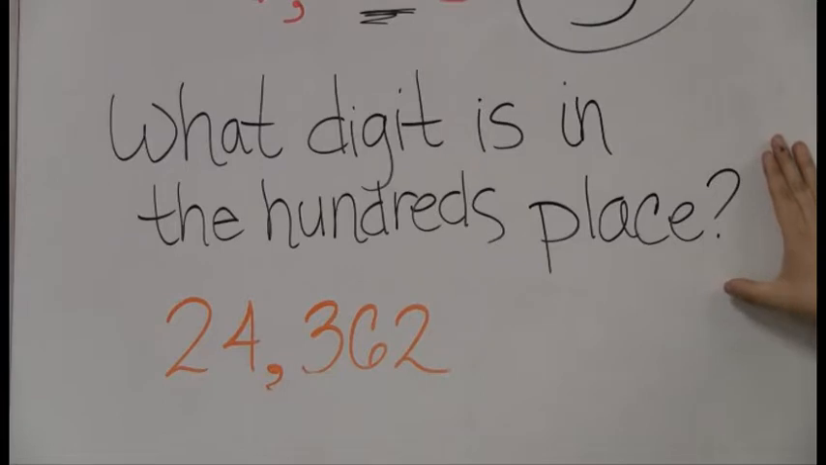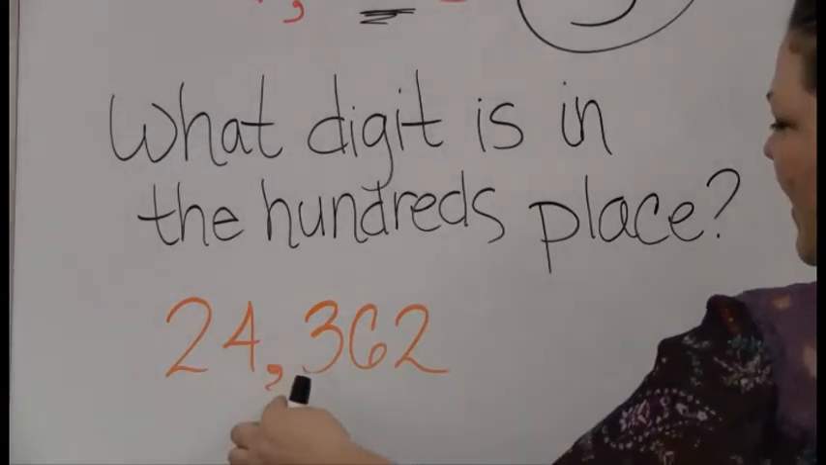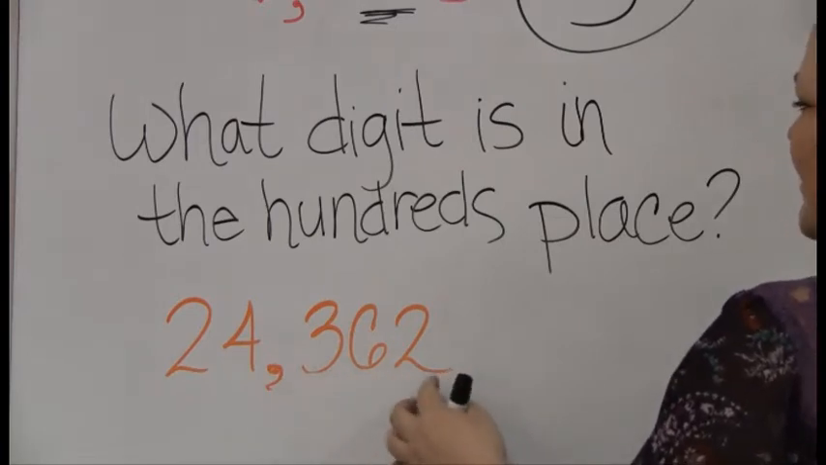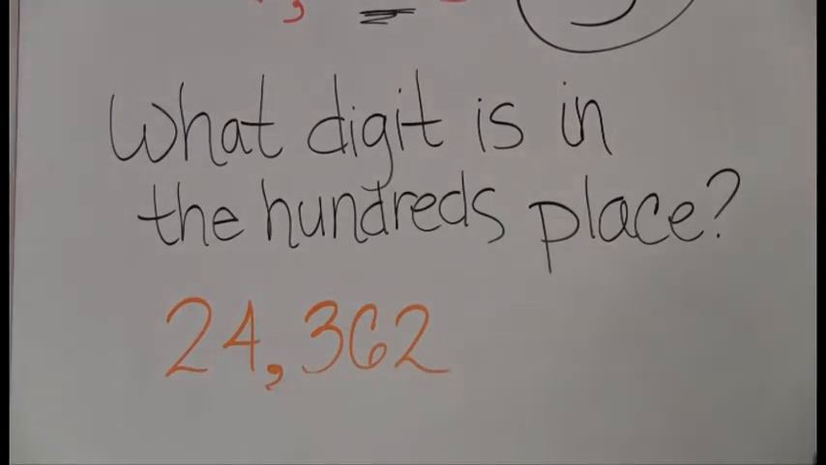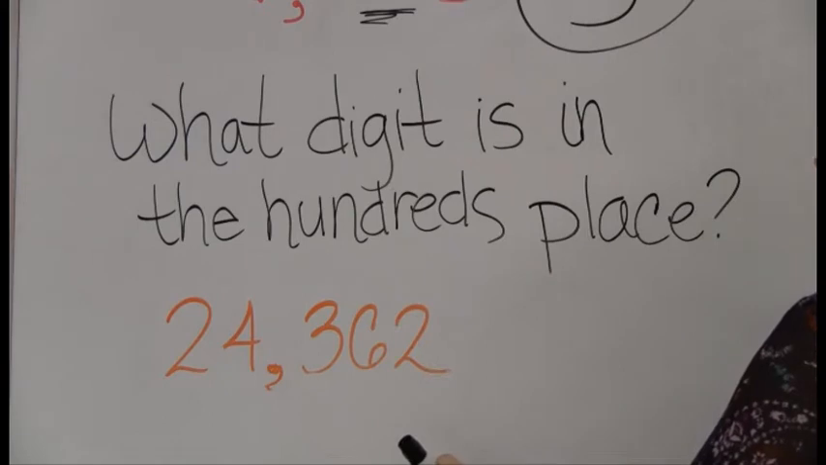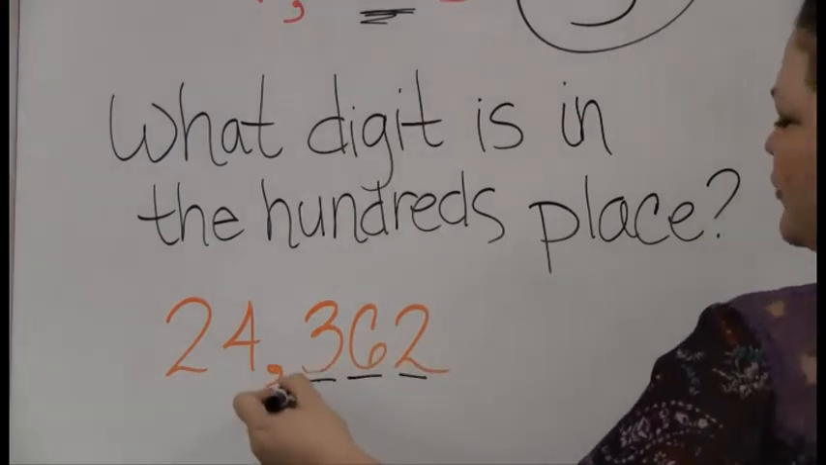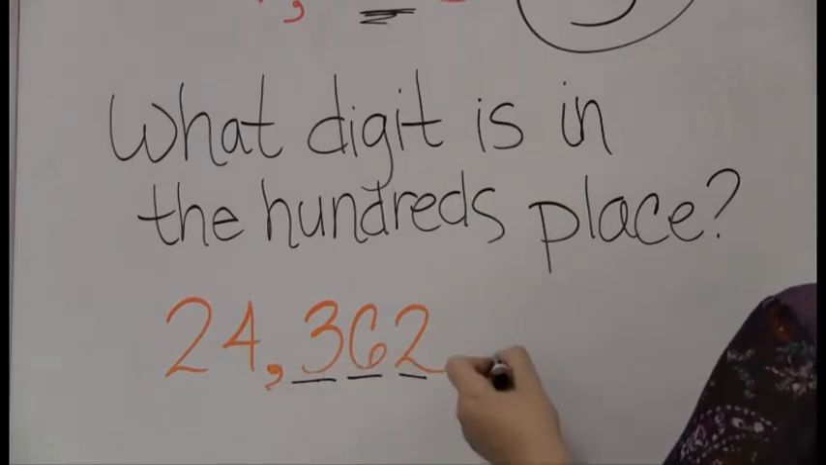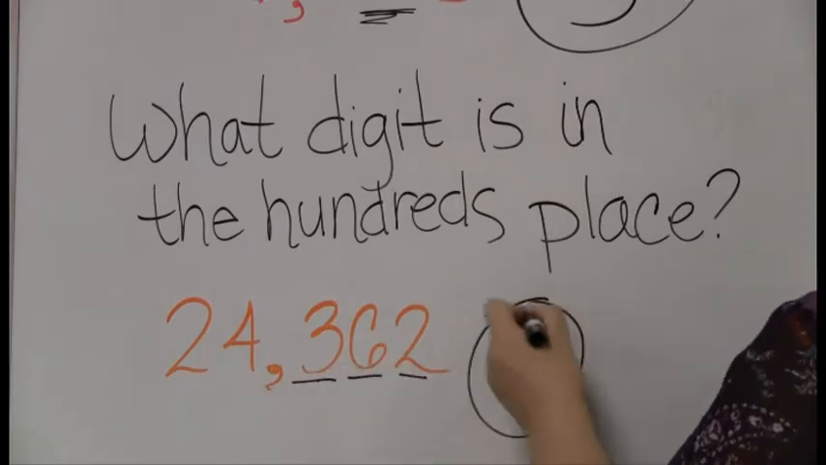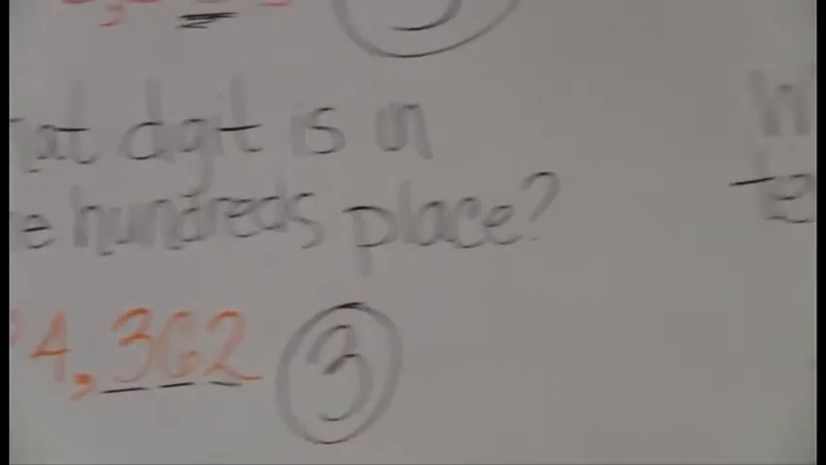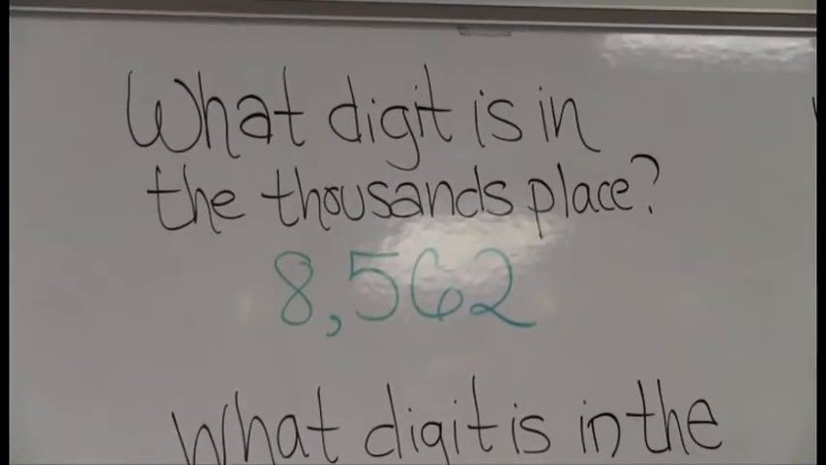Okay, getting a little larger here. I'm asked what digit is in the hundreds place. And here we have a nice long number, 24,362. Again, we're going to start from the right. We have the ones, we have the tens, and then finally we have the hundreds. And so what digit is in our hundreds place? That's the digit 3.